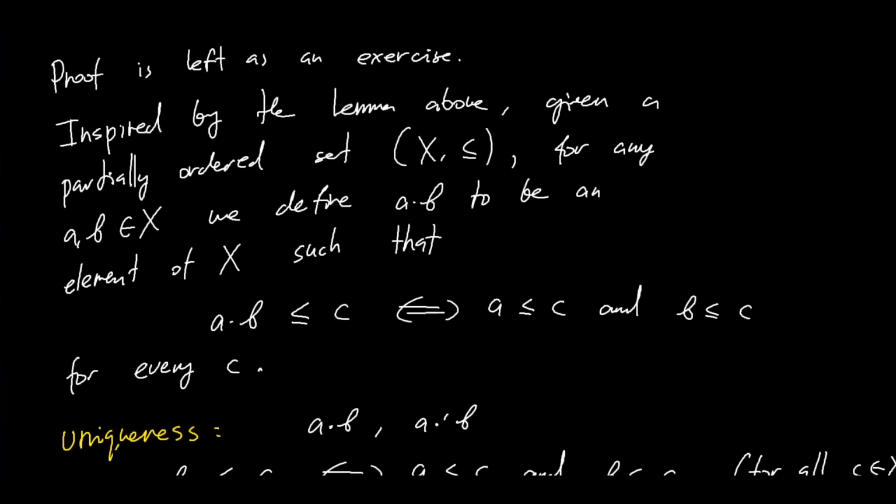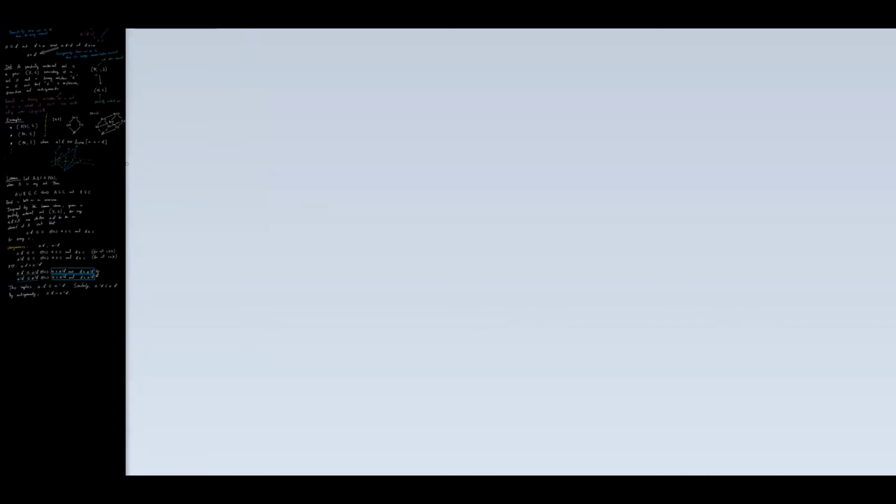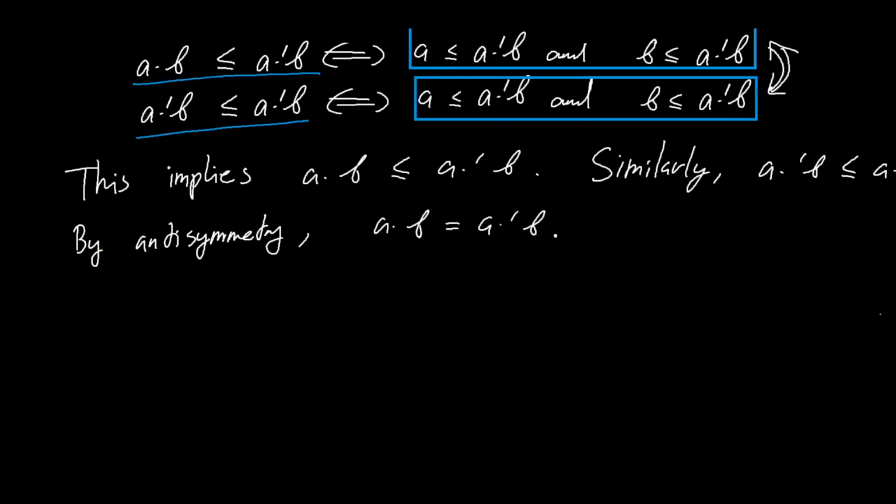And this allows us to define a function now which maps every pair A, B to A dot B. And so we actually have a binary operation on our set. And the next step would be, as you might guess, to show that this binary operation, in fact, will turn out to be a commutative, idempotent monoid. And so just like we created a partially ordered set out of a commutative, idempotent monoid, it turns out we can go backwards as well and create a commutative, idempotent monoid out of a partially ordered set.